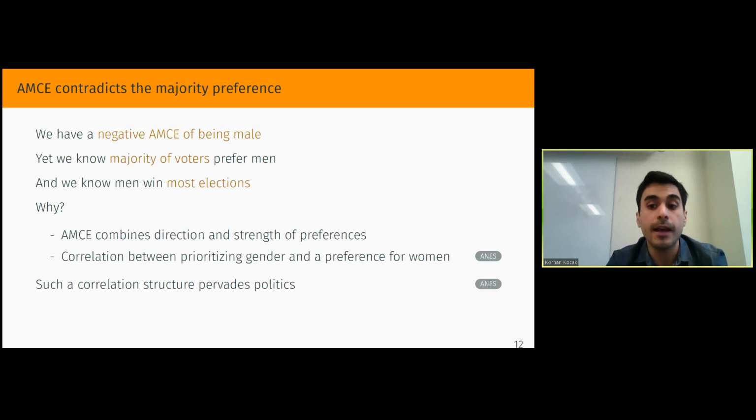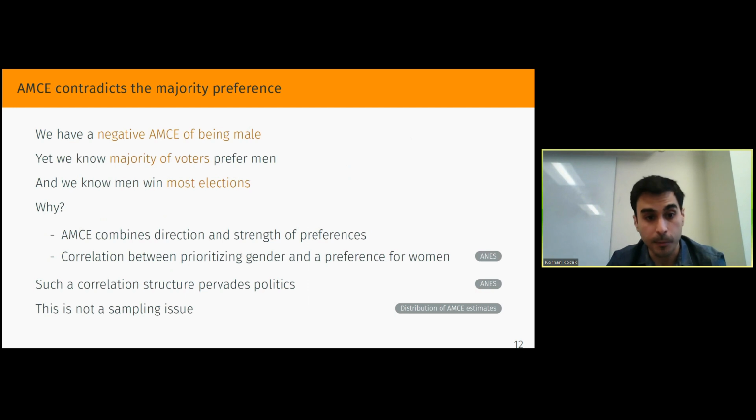everywhere in politics. In this ANES survey, for the questions that we have the intensity question, out of the 22 issues, 17 of them have very high correlation. And I also want to be clear that what I highlighted, the contradiction between the negative AMCE of being male versus the majority of voters preferring males, is not a sampling issue. This is the case when we had infinite time and money and asked all the questions possible to all of the voters, exhausted all possible information that we could derive from this conjoint experiment. And we still had an estimate that shows the opposite of the majority preference.